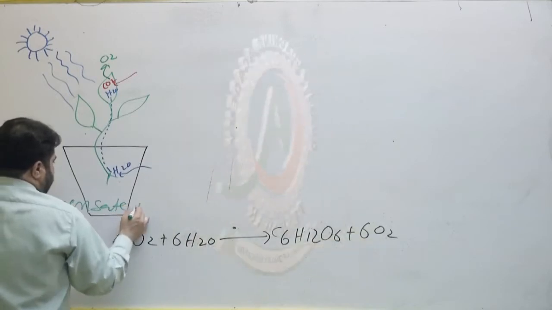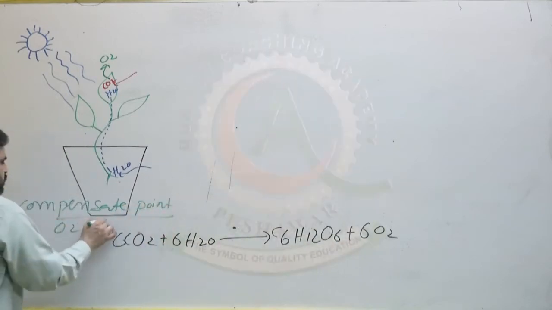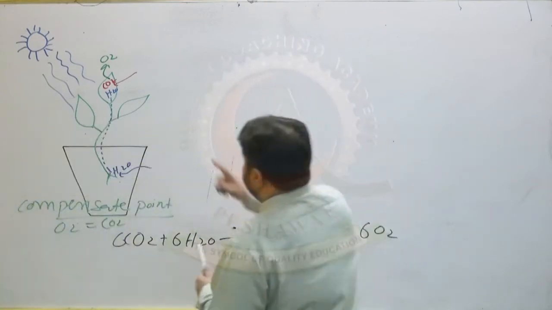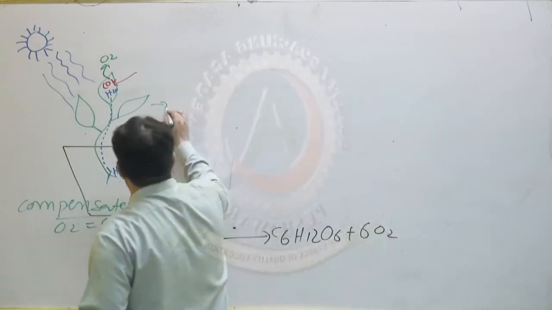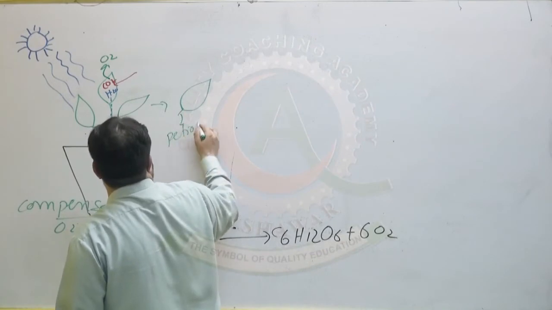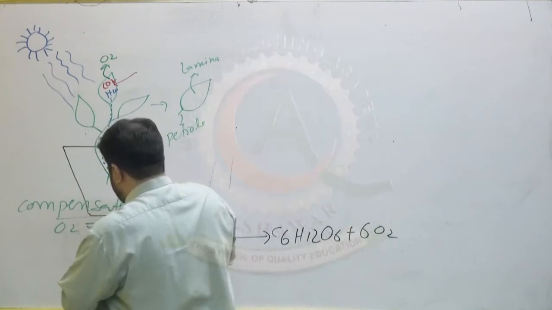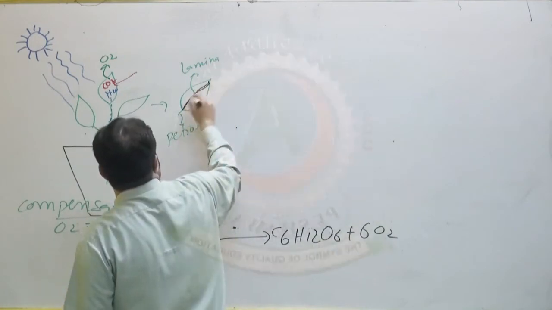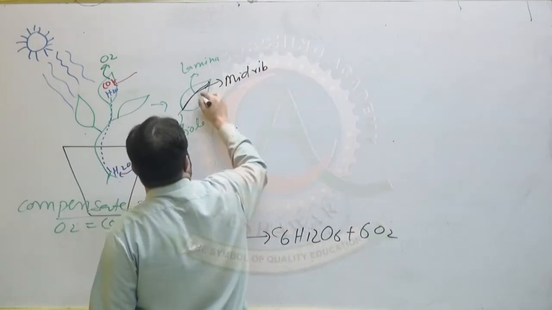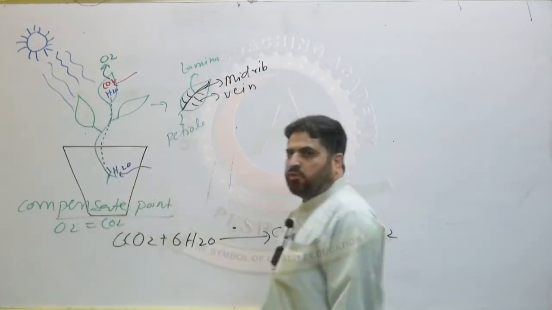This point is called the compensation point, where the rate of oxygen becomes equal to the rate of carbon dioxide. Now, if we take a leaf from this plant, we know that the leaf has a part called the petiole, and this part is called the lamina. They have a central vein called the midrib, and other small veins are present. Actually, these are the various vascular bundles.